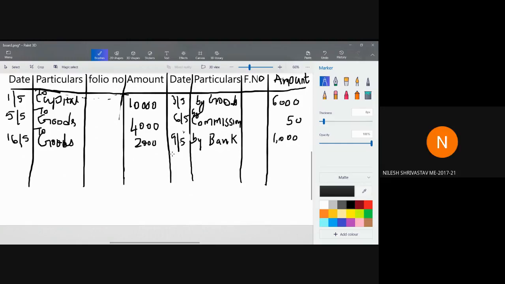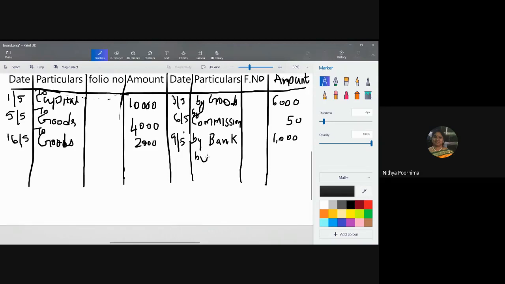Ma'am, the cash account is on both sides, debit and credit both. Cash to cash. Is that possible? May 12th will be rent account to cash account. Correct, na? Yes, ma'am. So again, the transaction will be by rent.